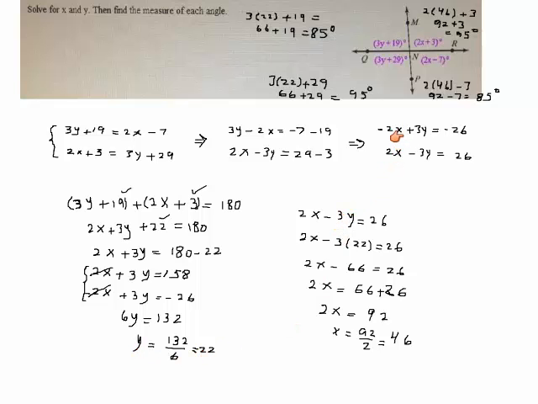Once I find y, I can substitute that into either of these equations. If I pick this equation here, I get 2x minus 3y is equal to 26. If I substitute 22 for y, then I would get 2x minus 66 is equal to 26. And I'll solve for x. 2x equal to 66 plus 26 will be 2x equal to 92. X will be equal to 92 over 2, which is equal to 46. That's how you can solve for x and y.